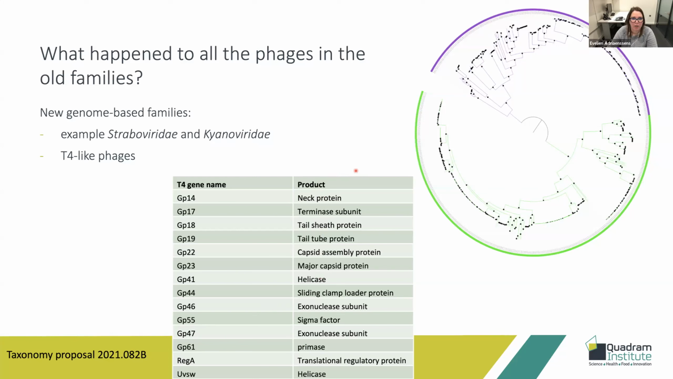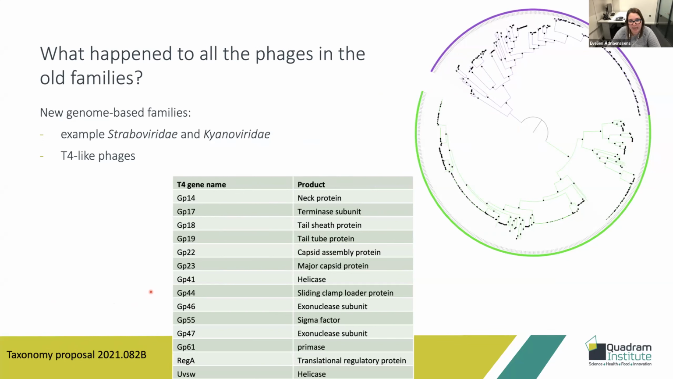extensive genome analysis. So one of the latest new taxonomy proposals created two new families, Straboviridae and Kyanoviridae, for the T4-like phages, where the original T4-like phages are in the family Straboviridae, and those cyanophages that are T4-like are now in the family Kyanoviridae. So if you're interested in the type of analyses that come with creating these two new families, which have a lot of members, and you can see that each leaf here is another genome, you can look at taxonomy proposal 2021.082B, which is available from our website.